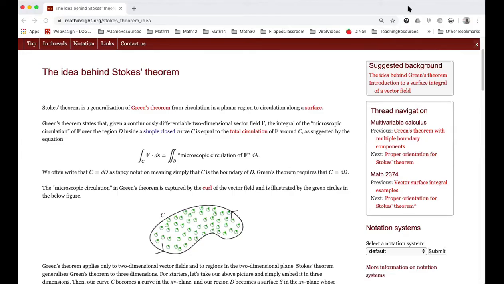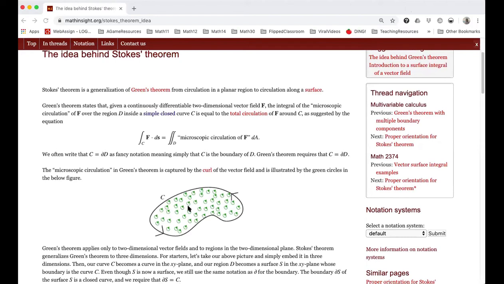Now, it turns out that Green's theorem's circulation form is actually just one special case of a much broader theorem called Stokes' theorem. And so let's see how we could think of Green's theorem as just the two-dimensional version of what we're now going to define as Stokes.